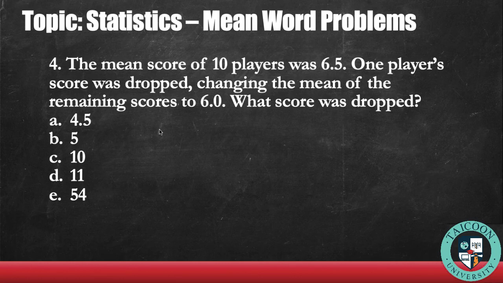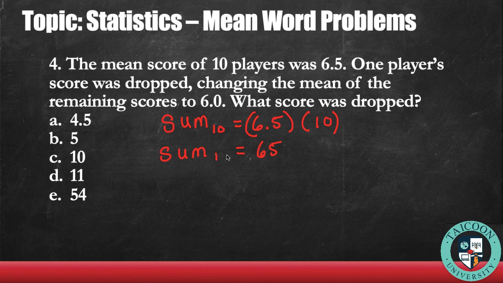The mean score of 10 players was 6.5. One player's score was dropped, changing the mean of the remaining scores to 6.0. What score was dropped? Just like we said before, we're going to use the modified mean formula. We have the sum of 10 players is equal to 6.5, that's their average, times the 10 players' scores. 6.5 times 10 is 65. So we know that the sum of all 10 players is 65.